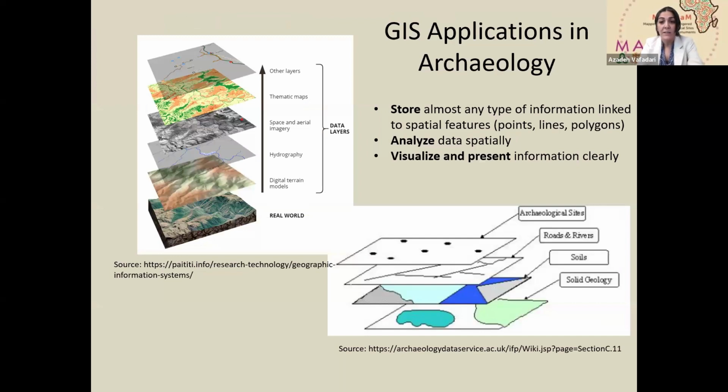GIS does essentially three main things. First, it allows us to store almost any type of information and link it to your spatial features, whether those are points, lines, and polygons, and Jack will talk about that later on today. Second, it allows us to analyze data spatially, and third, it allows us to present and visualize the information clearly.